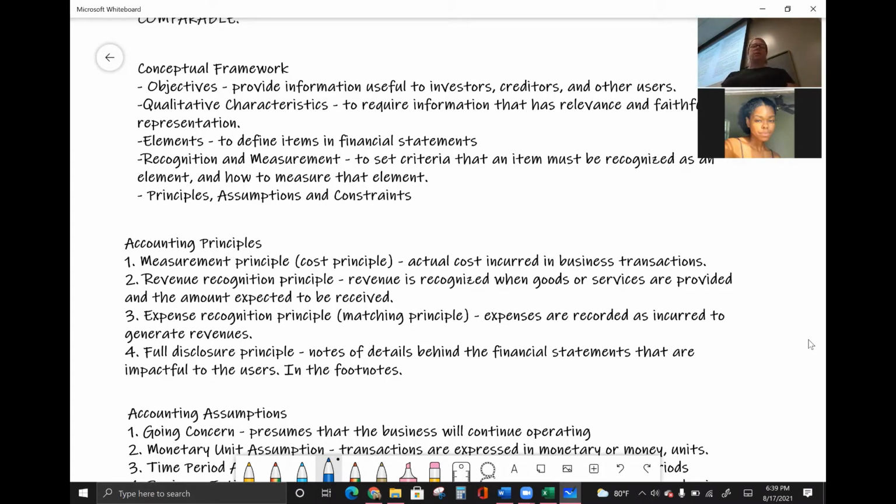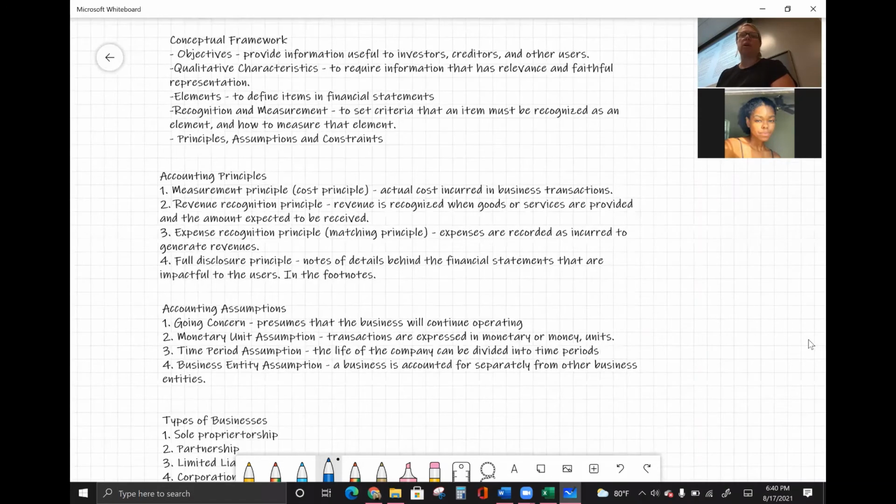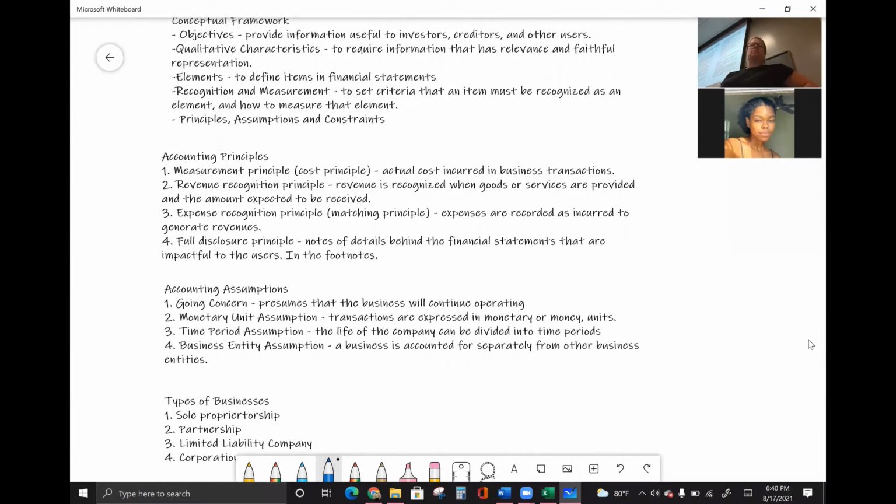So we have some accounting principles. We have measurement principle, which can also be called the cost principle. So it's the actual cost incurred in business transactions. So cost incurred, meaning if I go out and I'm buying a vehicle for my company, whatever I paid for that vehicle, that's the cost of that vehicle, right?